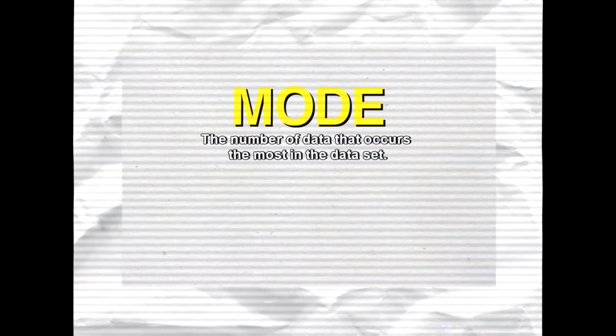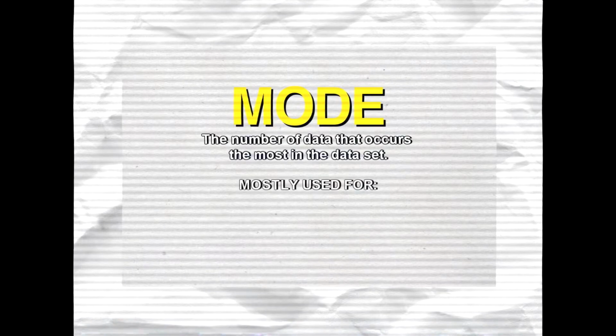Yeah, I understand that she has her tally, but what is she going to do about it? Simple. You get the mode. What is mode? Well, the mode is obtained by doing this. The mode is simply the number of data that occurs the most in the dataset.